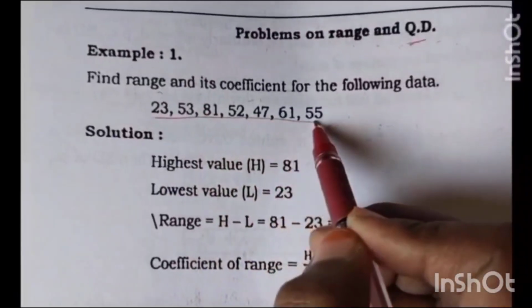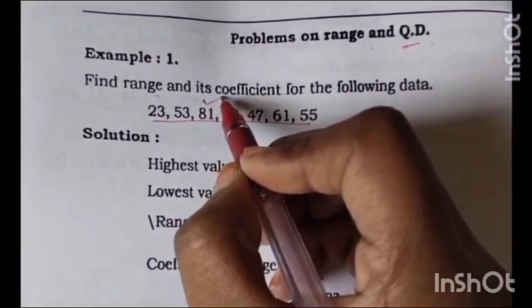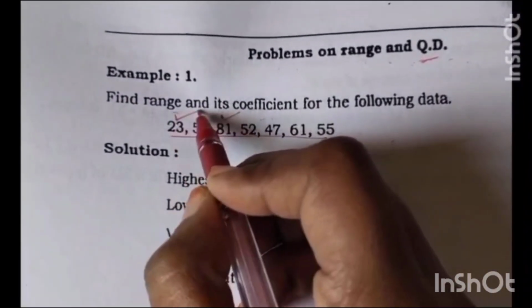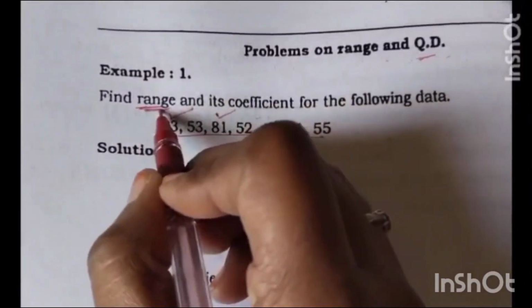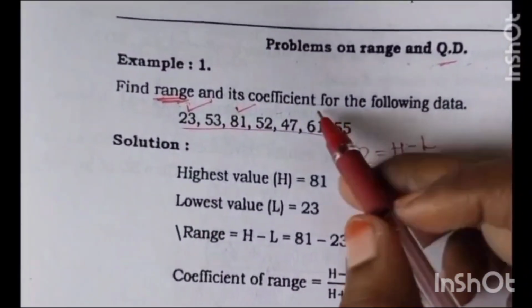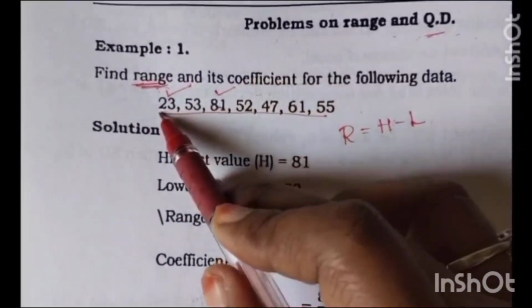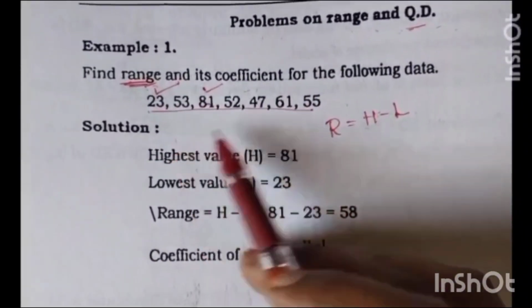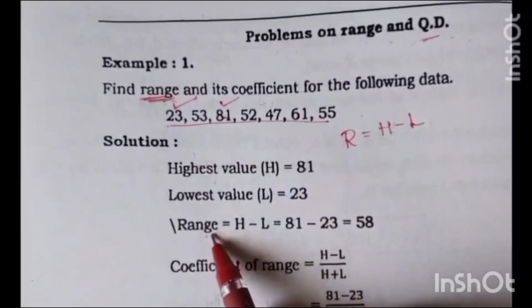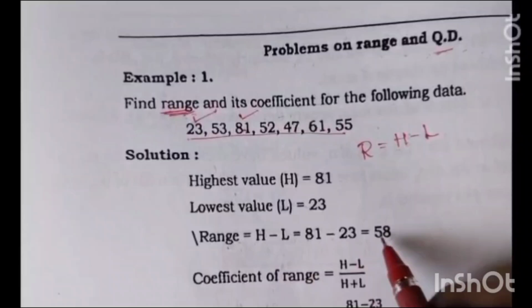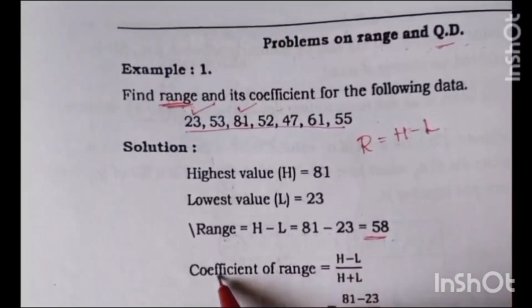Given data, what is the highest value? 81 is the highest value. What is the least value in the given data? 23 is the least value. According to the definition of range, R is equal to H minus L. Here the highest value is 81 and the least value is 23. So, solution: the formula for range is H minus L, that is 81 minus 23 is 58. So range is 58.